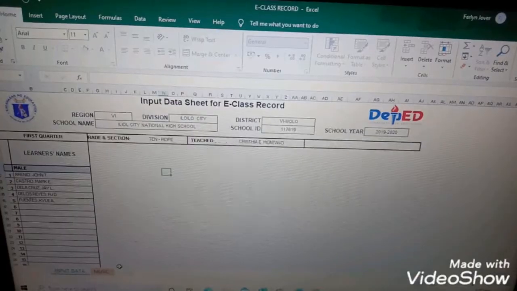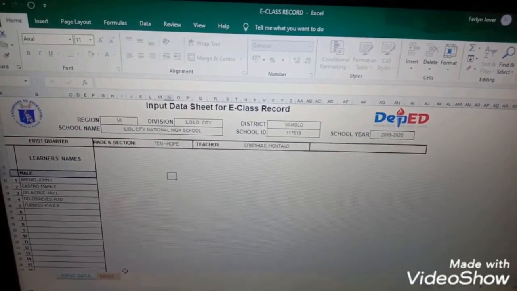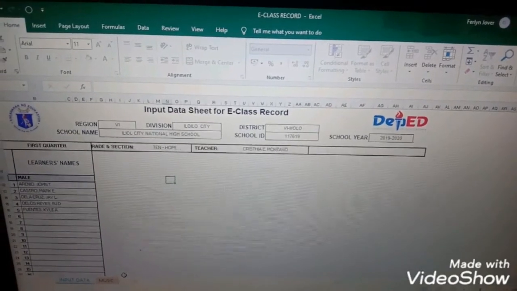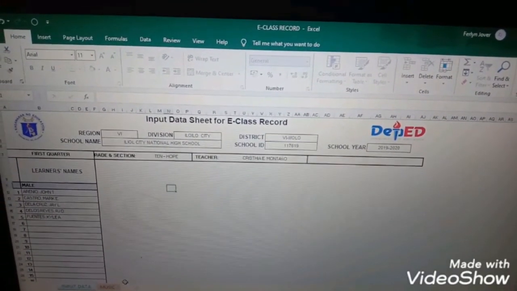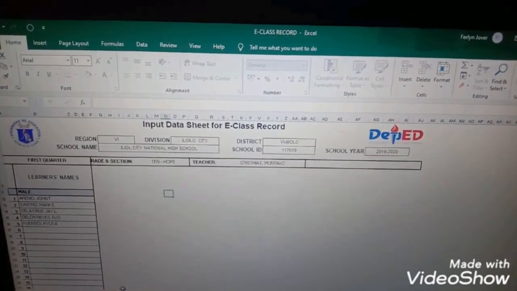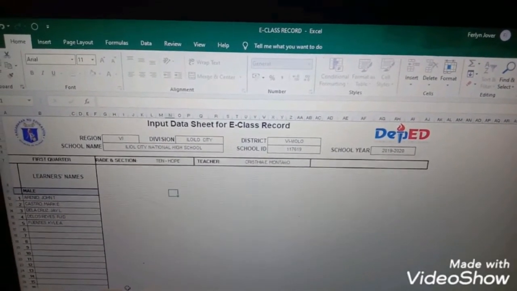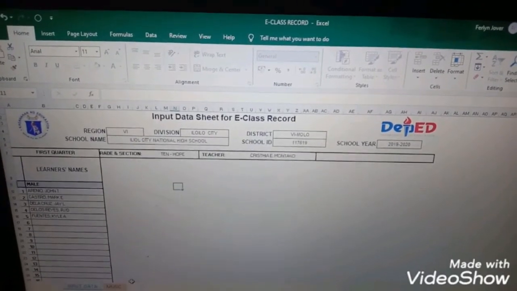Good day, class. Last meeting we discussed how to solve grades manually, right? Today we will continue our discussion, which is about the E-class record in the pandemic grading system. In the E-class record, we use an Excel spreadsheet. We have here an example. First, we have to input the data sheet: region, school name, division, district, school ID, school year, and the learner's name.